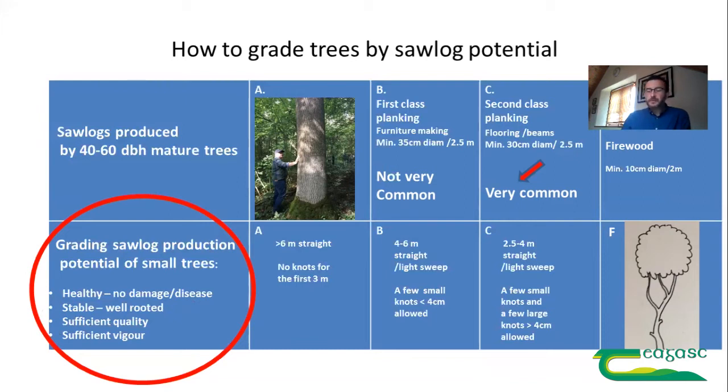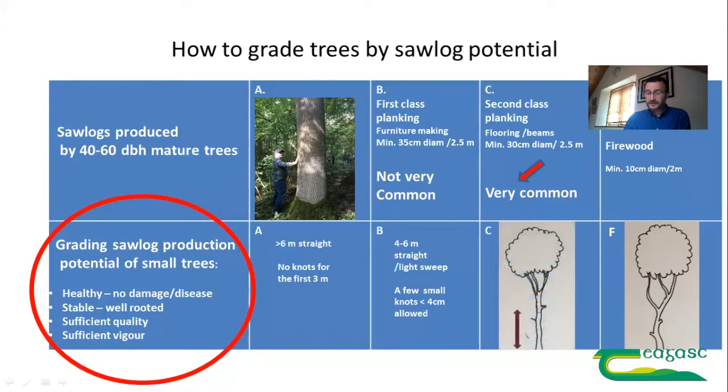Now, the minimum quality that we need to see in a tree for retention is in relation to its potential to produce at least a Class C log. And what we need to see in a young tree in order to achieve this potential is a straight stem, straight trunk of 2.5 to 4 meters. Light sweep is acceptable, a few small knots and a few large knots also allowable. And a C tree would look something like this.